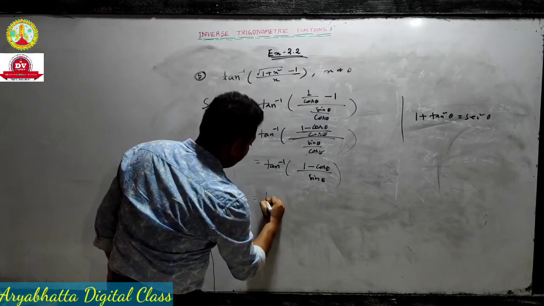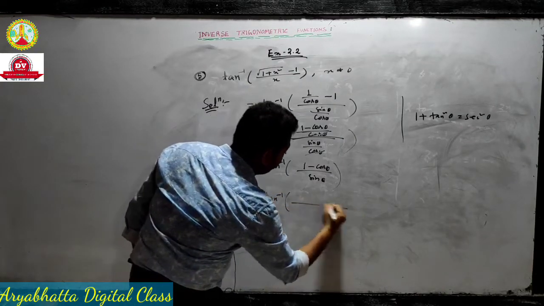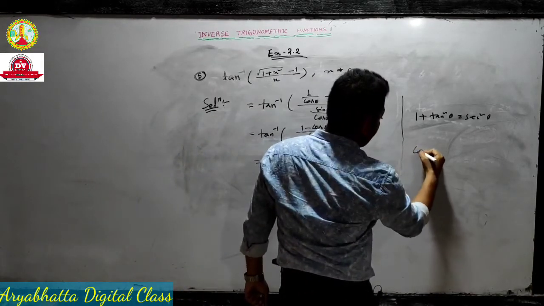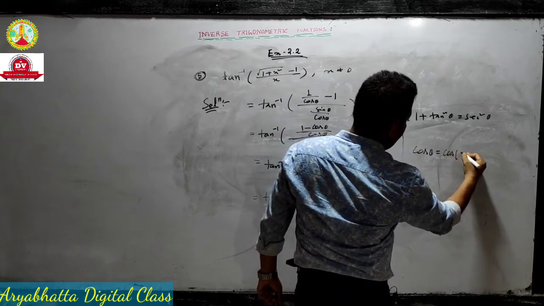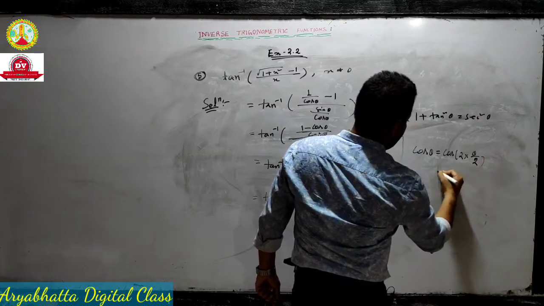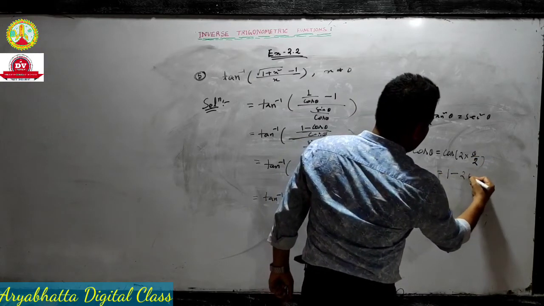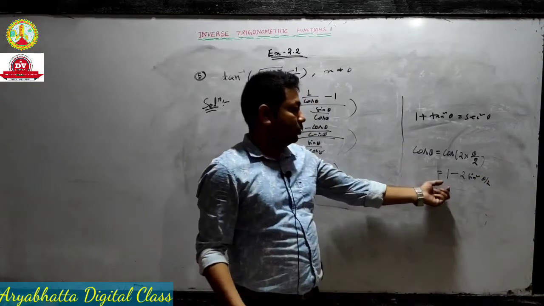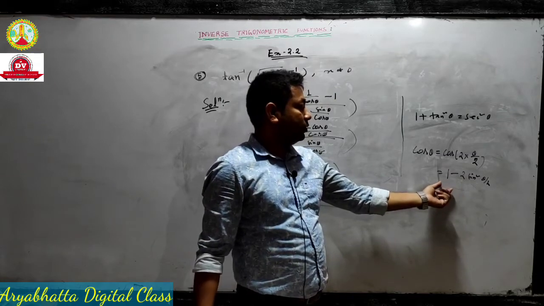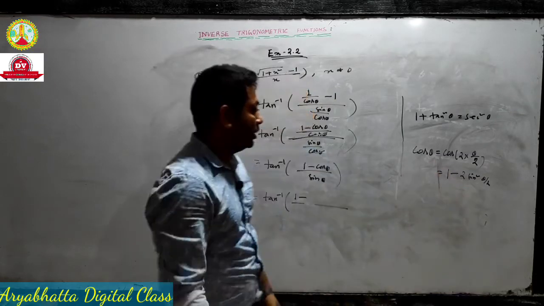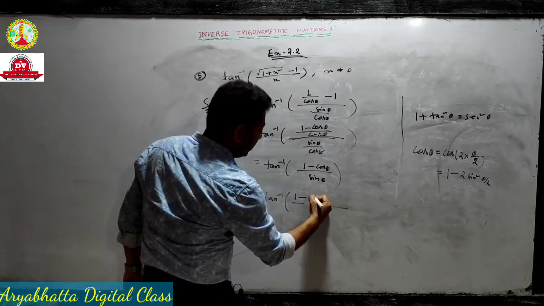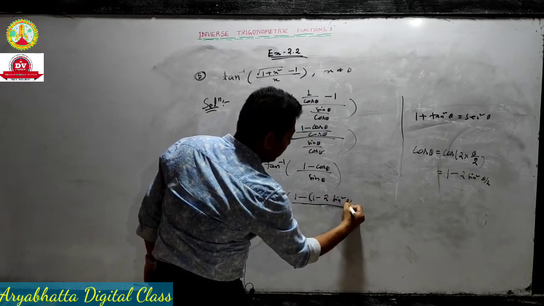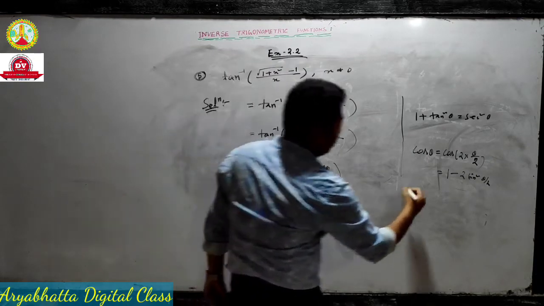This equal to tan inverse 1 minus, we know that cos theta equal to, we can write 2 into theta by 2. Therefore, 1 minus 2 sin square theta by 2. In previous class, we have already discussed cos theta equal to 1 minus 2 sin square theta. Therefore, this equal to 1 minus 2 sin square theta by 2 divided by sin theta.